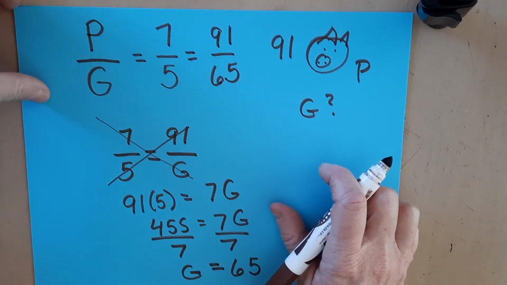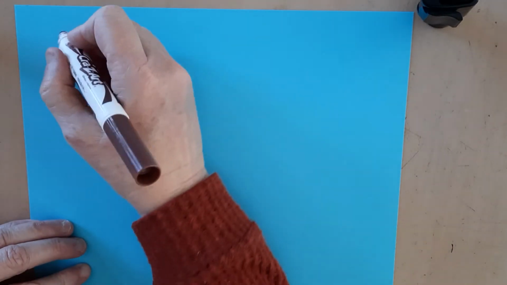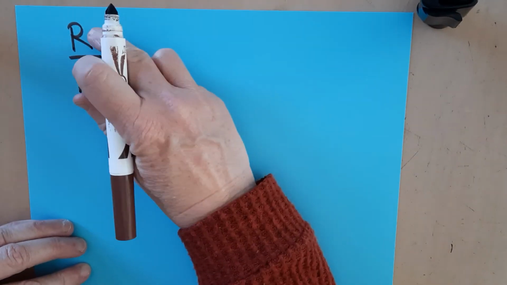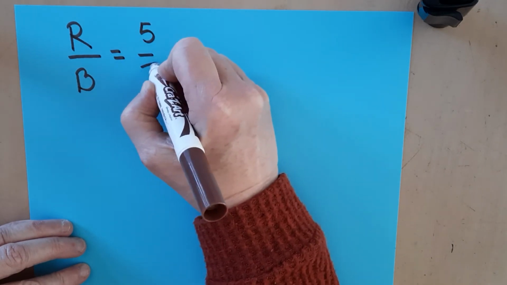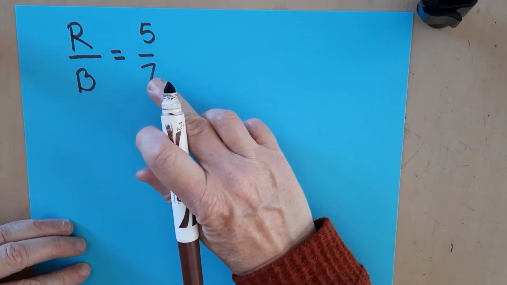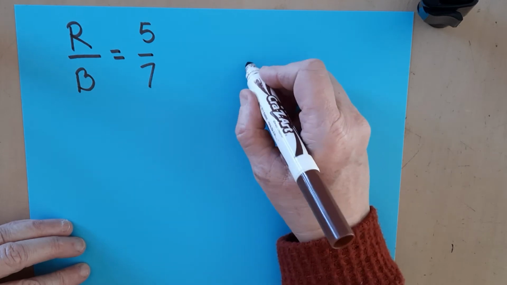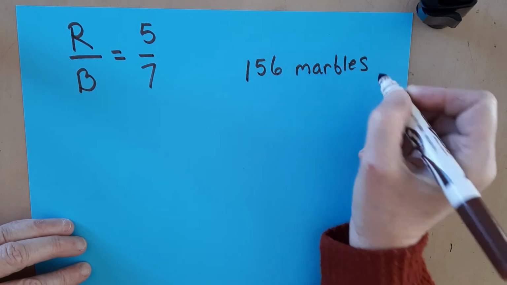There's another type of ratio problem that is a little bit more involved, where we have to think a little bit differently about the ratio. For example, if I have a bag of marbles, and I know that the ratio of red marbles to blue marbles is 5 to 7, meaning that for every 5 red marbles there will be 7 blue marbles. Now the problem asks us, if there are 156 marbles in the bag, how many of them are red?